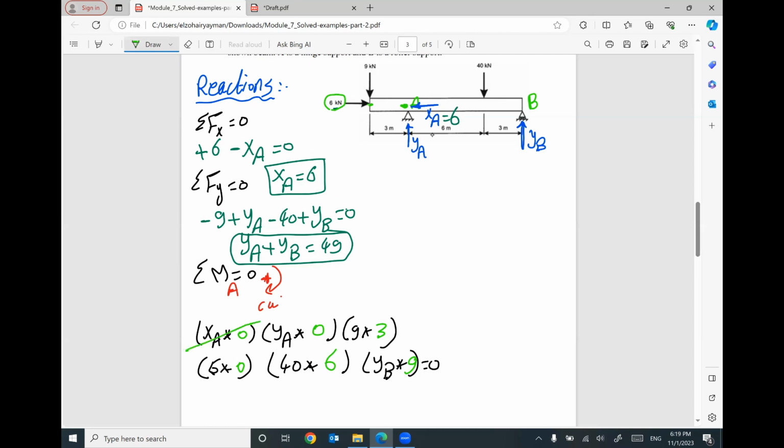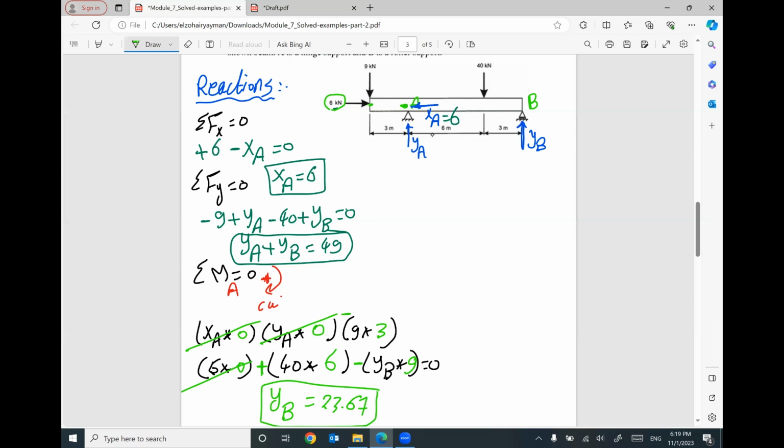I don't care about the direction of each term here. 9 times 3 will rotate counterclockwise, it will be negative. 40 times 6 will be clockwise, will be positive. YB times 9 will be counterclockwise, will be negative. The only unknown in this equation is YB, so I can figure out the reaction YB. YB will be 40 times 6 minus 9 times 3 divided by 9. I got 23.67.